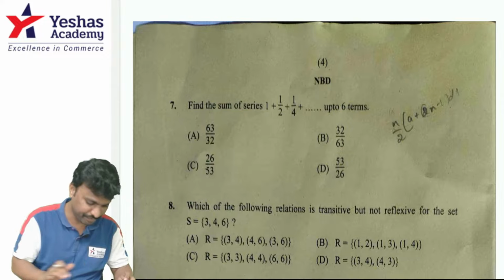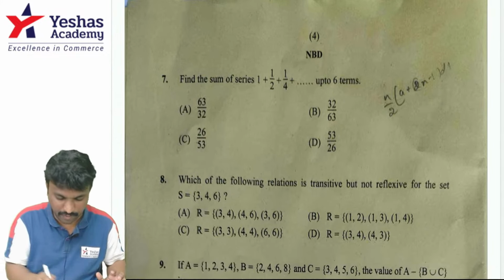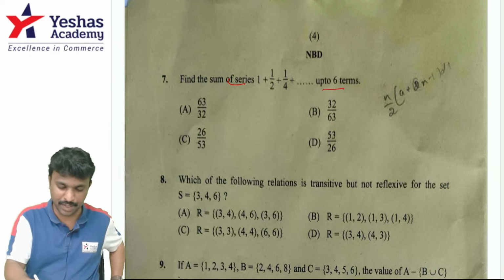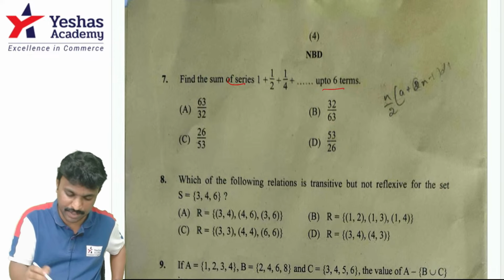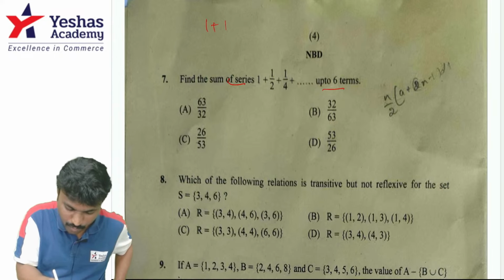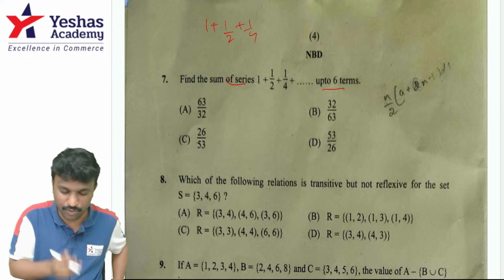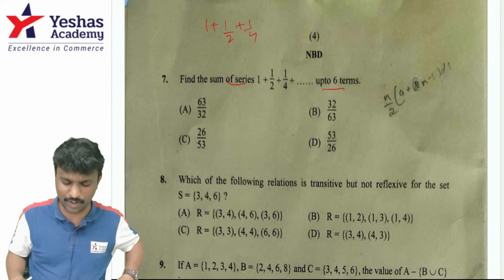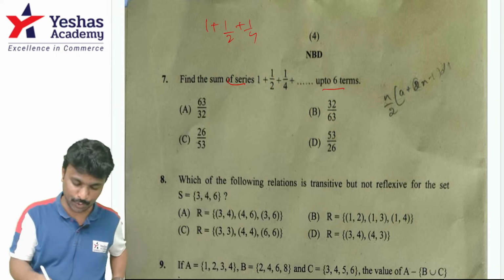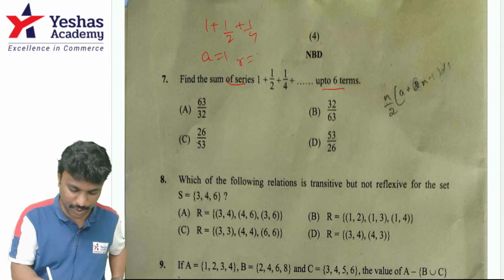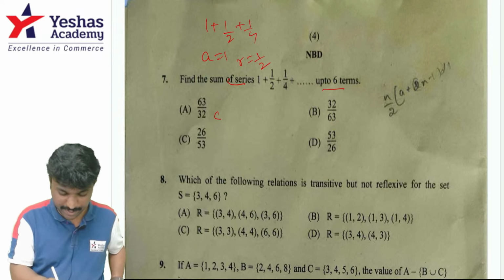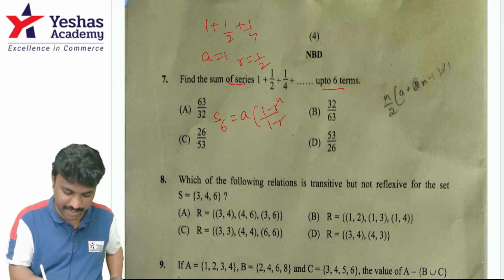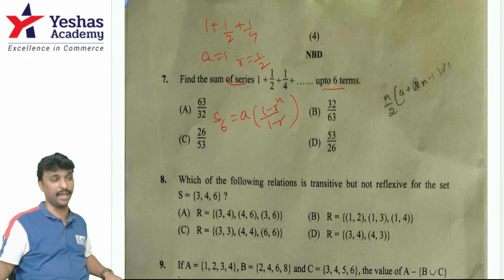Question is, find the sum of this series up to 6 terms. Guys, how many terms we have to consider? 6 terms. So 1 plus 1 by 2 plus 1 by 4. So what kind of a series is it? It's a GP series. Yes or no? Because there is a common ratio of 1 by 2. So A is equal to 1, R is equal to 1 by 2. So we need to find the sum of 6 terms. Since R is less than 1, the formula is A into 1 minus R power n divided by 1 minus R. This is the formula I must be using.